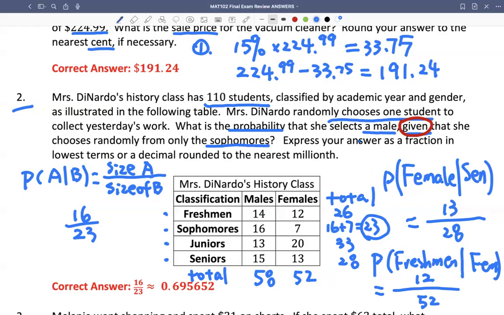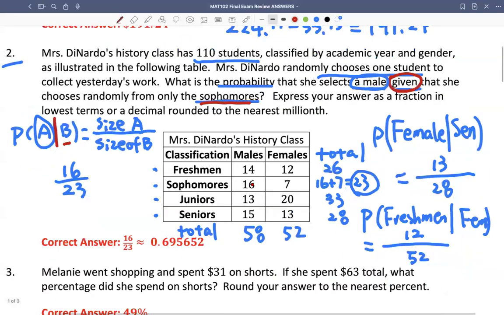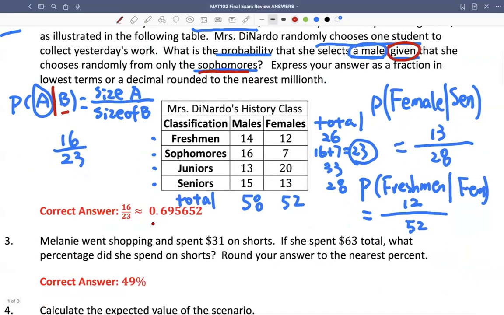Just remember, the first mentioned one is the first event. Then given is this bar. Whatever follows the given is event B. Okay, that's question 2. If you want to round to a decimal, that's okay too. If you want to make a percentage, that's okay too. If you want to leave it as a fraction, that's fine also.